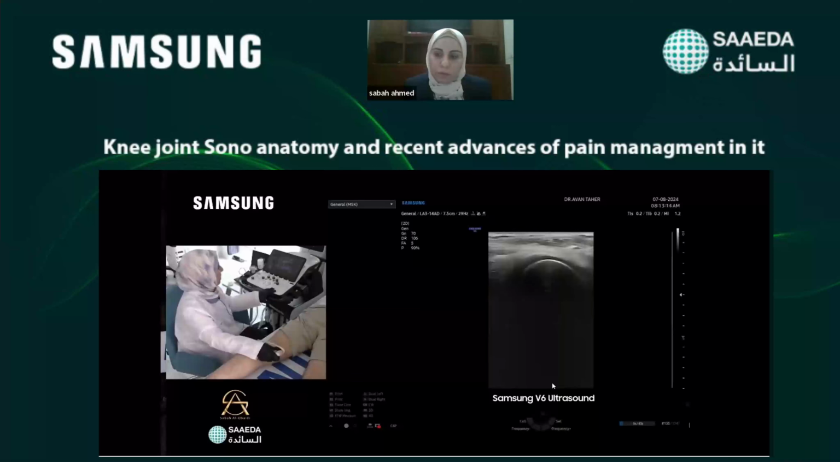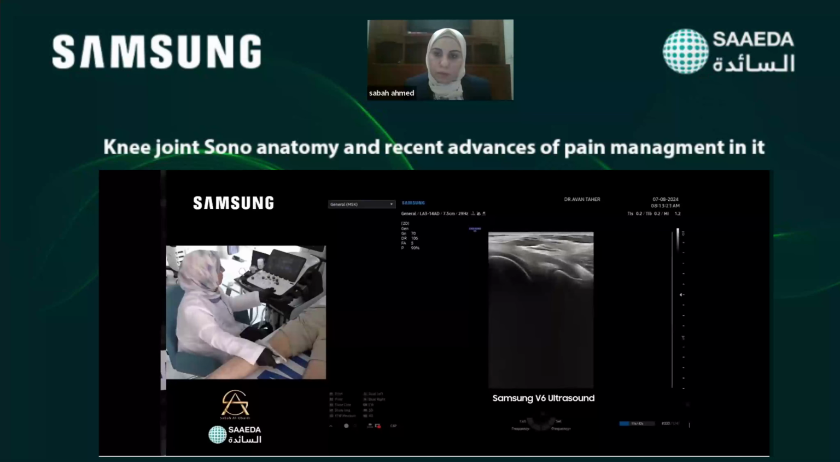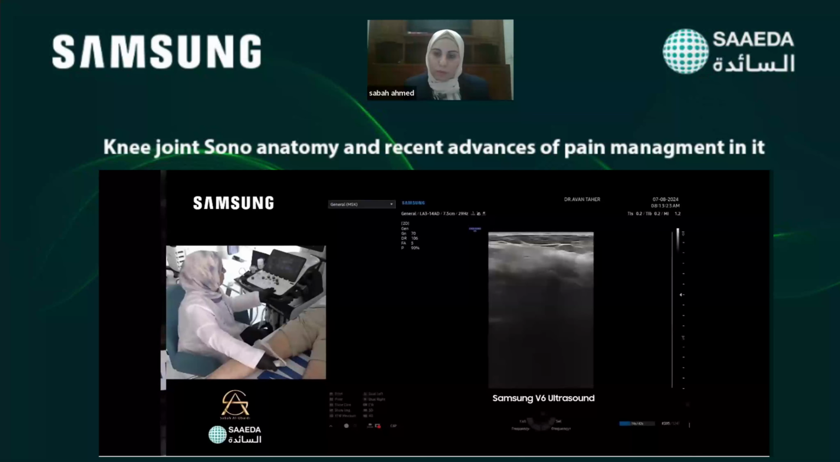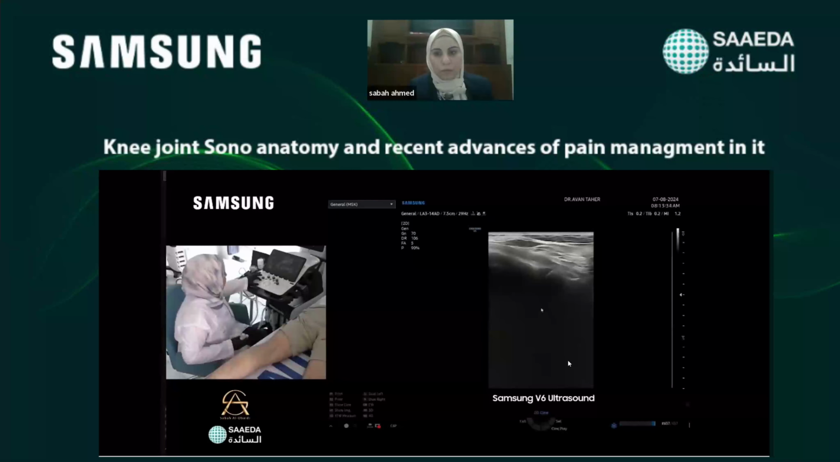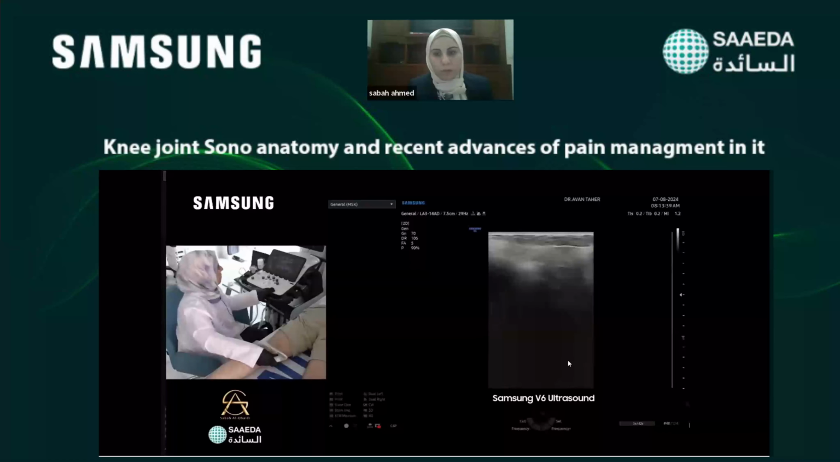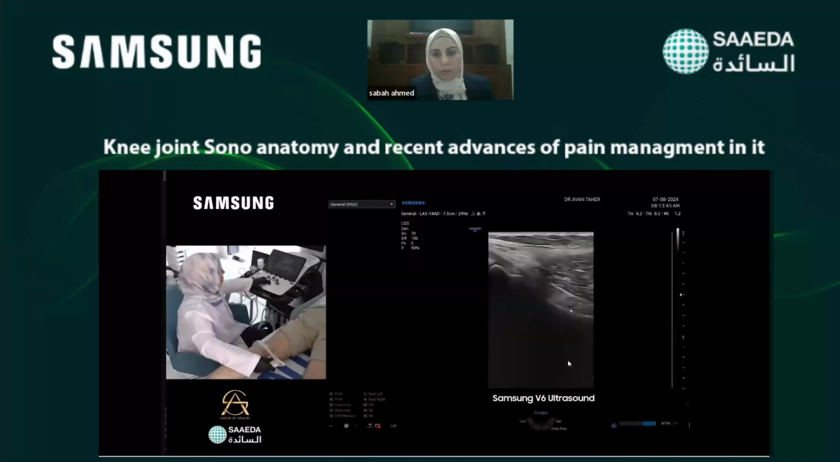This is the hyaline cartilage of the femoral condyle. Go medial. This is the posterior cruciate ligament, and above it, you see the semitendinosus that comes more medial. You can also see from this position the pes anserinus, just below this. This is from the posterior side.